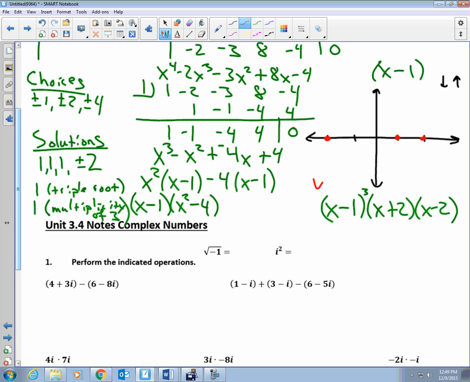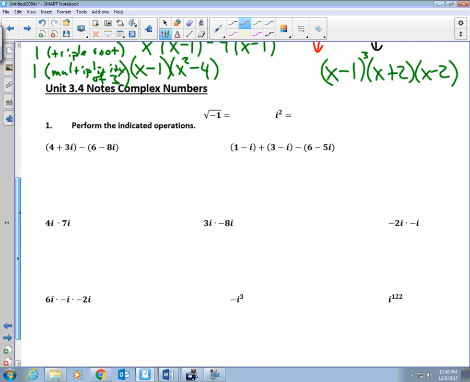So as I graph it, it's going to look something like that. And again, after just 5 minutes, I think it's pretty cool that we're able to find all the solutions, and able to come up with a very good idea of what the graph looks like. That's a pretty complicated graph. Good? Okay, so that wraps up from yesterday.